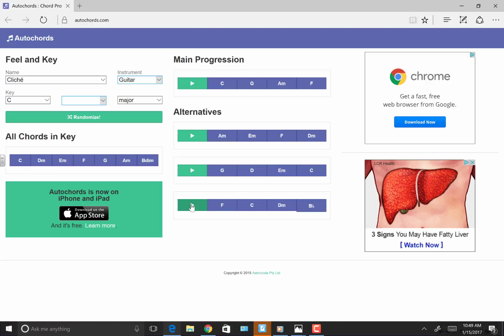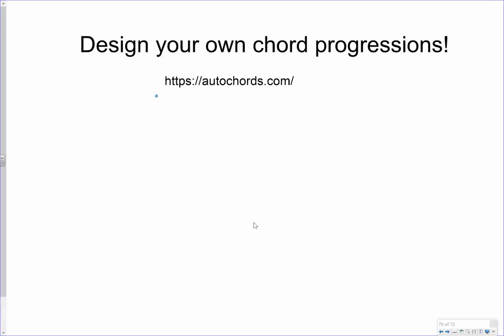Okay, so AutoChords.com, great website. You can check it out, and also it would be really good as far as ear training goes to get a sense of chord progressions that you like, because we're going to be writing our very own harmonic chord progressions in the near future.